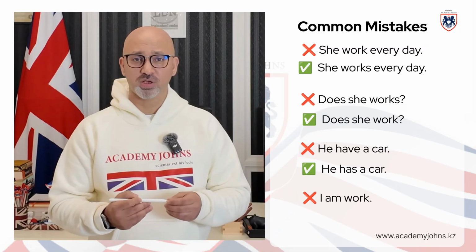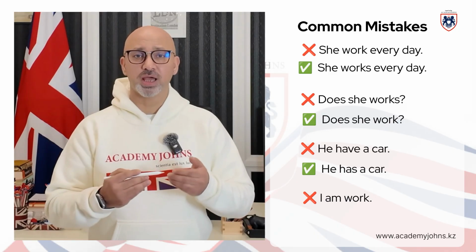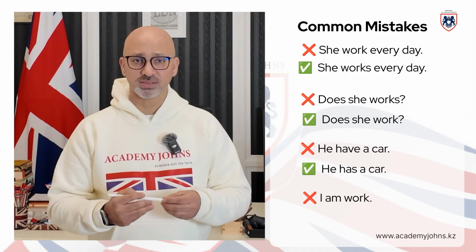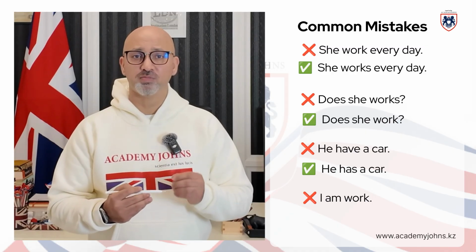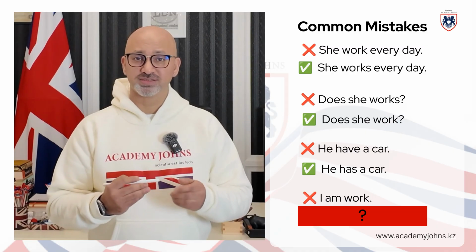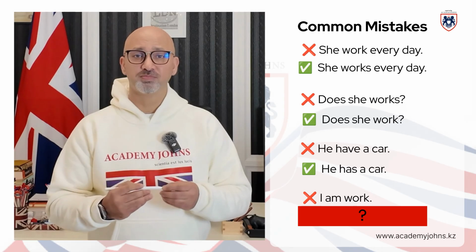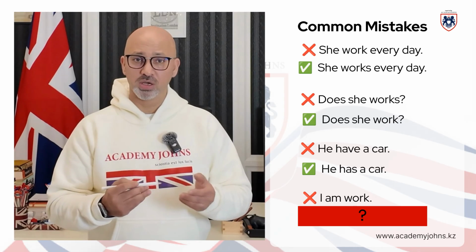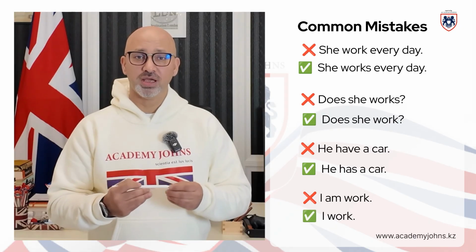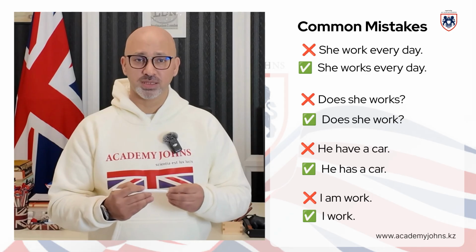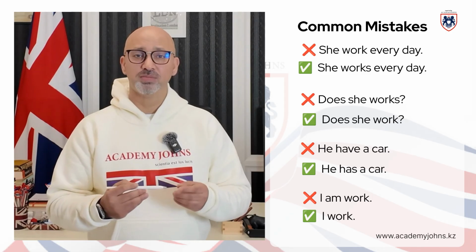Example 4. Using verbs correctly. Use to be and to do separately in English. Incorrect: I am work. What is the correct sentence? You have 5 seconds to think of the right answer. Correct: I work. Great job, you're doing amazing. Stay positive and keep up the fantastic effort.